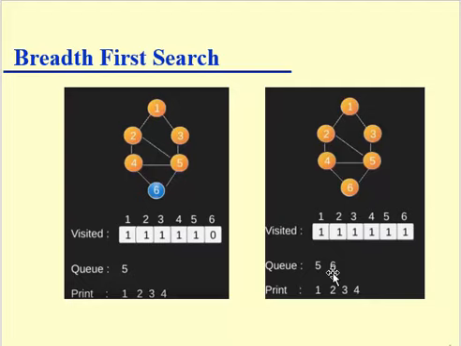Now the next element that you have to delete is your 5. Delete 5, print it. All the nodes connected to 5, check those. That is 3, 4 and 6. But already visited of all the nodes is set to 1.